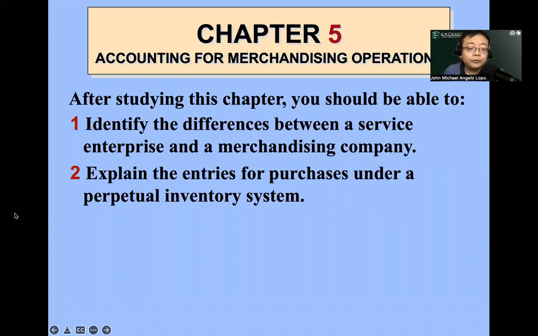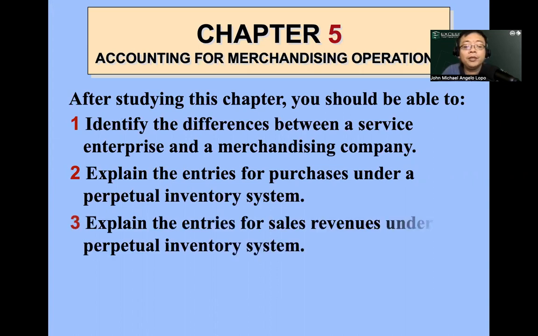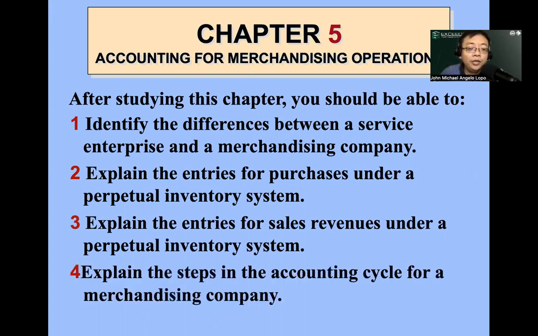Number two, explain also the entries for purchases under the perpetual inventory system. There are two kinds of inventory system: you have your perpetual and you have your periodic inventory system. Number three, explain the entries for the sales revenue under the perpetual inventory system. And number four, explain also the steps in the accounting cycle for the merchandising.